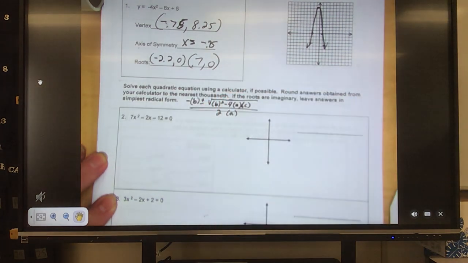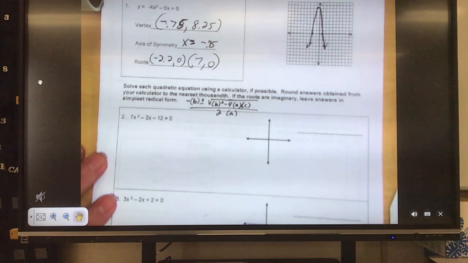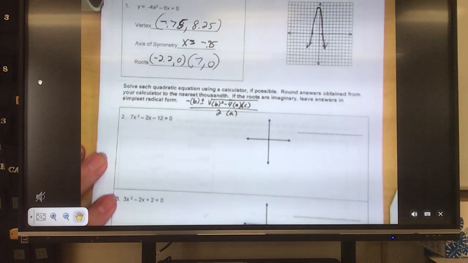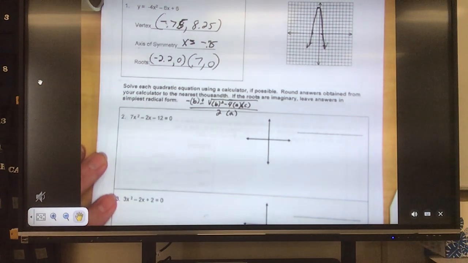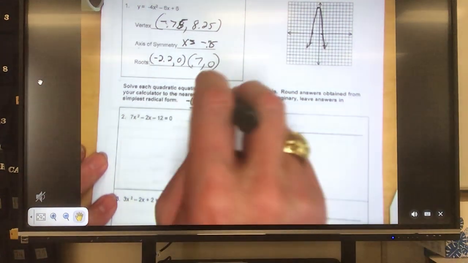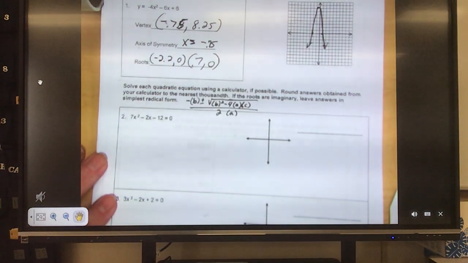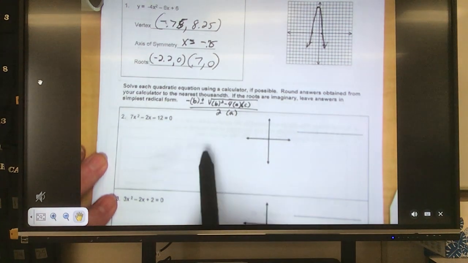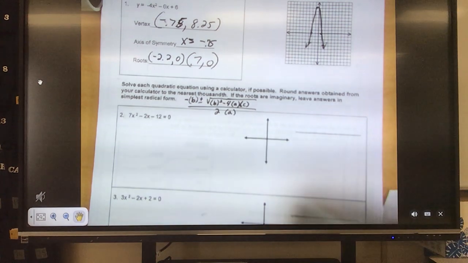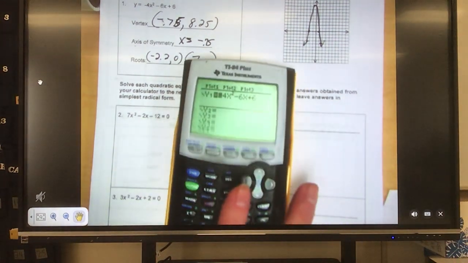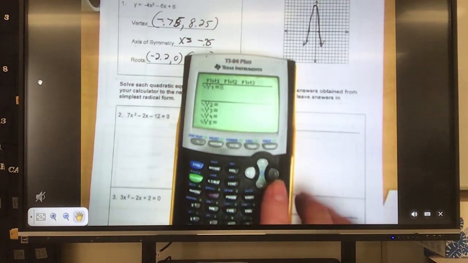Notice I put every variable in parentheses because the calculator multiplies them for me if I do that, and it keeps my signs correct. So when would I need to use that? There's only one time I would even use this formula: when there are no roots, when it doesn't cross the x-axis. So we're going to put the first one in and cross our fingers and hope it crosses the x-axis, and then I don't even have to use it.